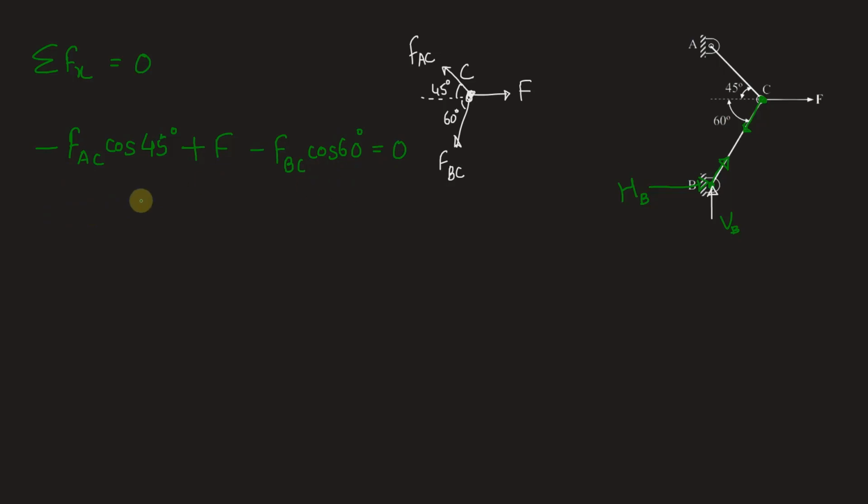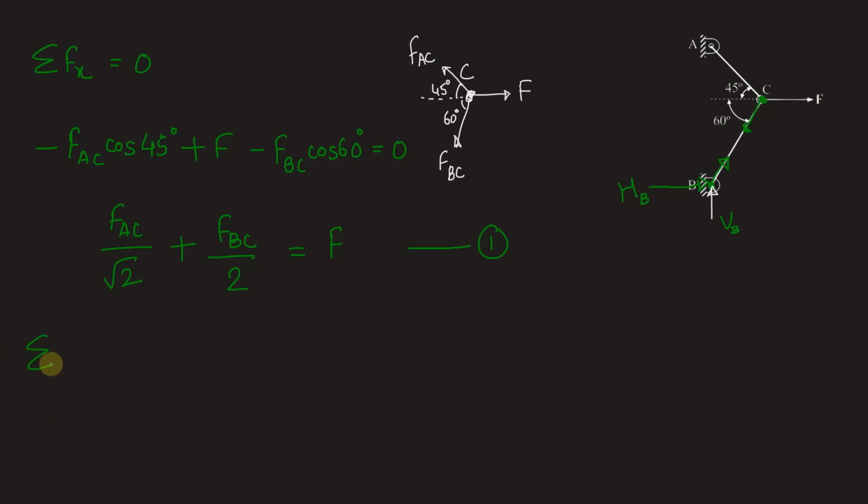So we have a relationship here. Taking both these terms on the other side, we have FAC into cos 45, that is FAC upon root 2. Cos 45 is 1 by root 2 plus FBC upon 2. Cos 60 is 1 by 2. This will be equal to F. Let this be equation 1.